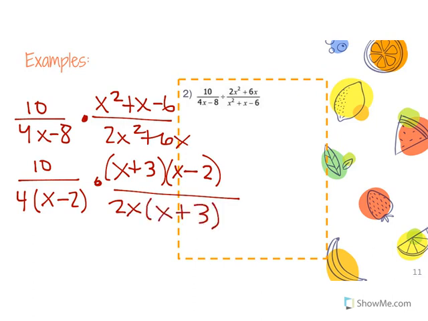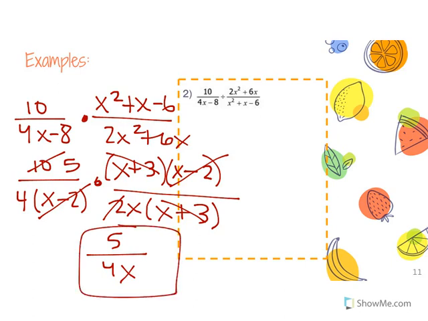Okay, so now I get to go through and start dividing things out. So x plus 3, x plus 3, x minus 2, x minus 2. We know that 10, I'm going to just divide it by this 2 right here so it cancels it out. Okay, so that's all I have left. I have the 5 on the top. I have a 4x on the bottom. So that's actually it for this one.